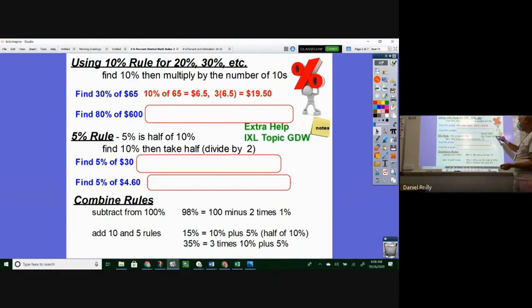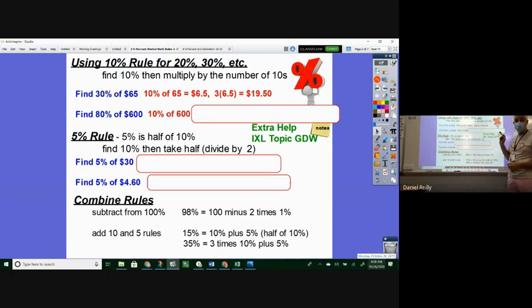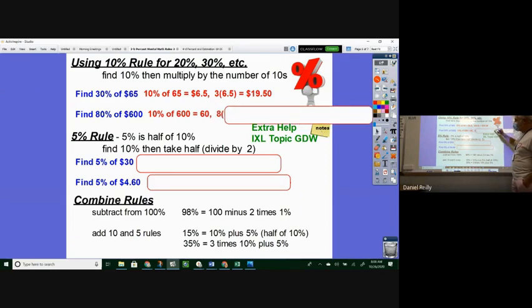What about 80% of 600? You can do it, Olivia. This one's easier. What's 10% of 600? 10% you get by moving the decimal point one place or just taking off a 0. 60. And what's 8 times 60? I don't know.